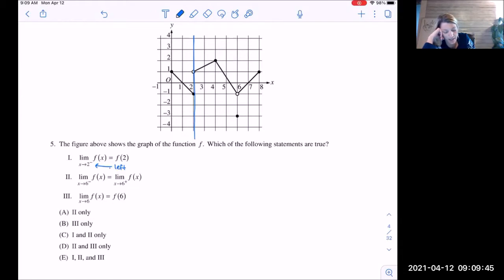So what is the limit as x approaches 2 from the left? We're approaching -1, right? What is f of 2? That's the point right here. -1. So this one's true.